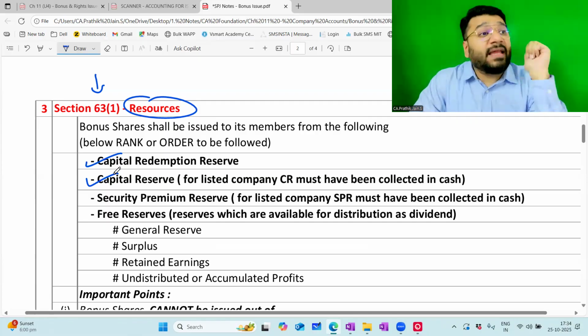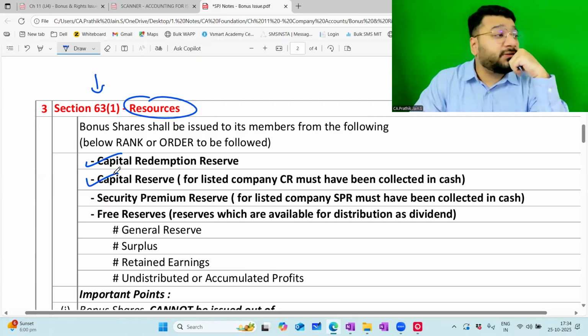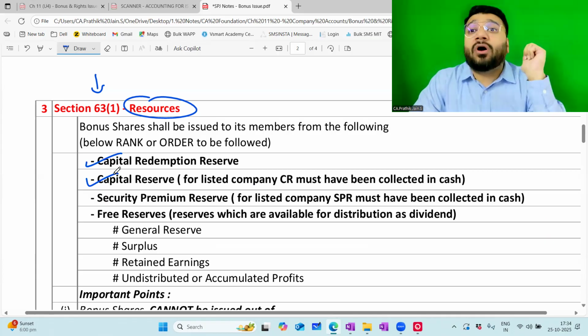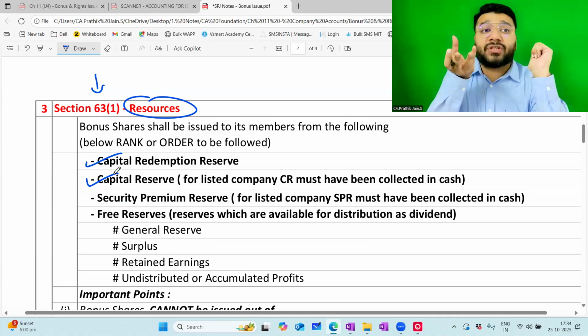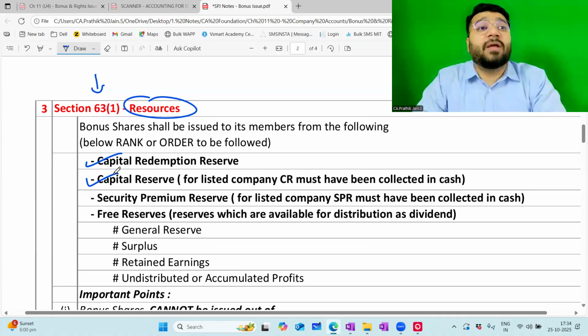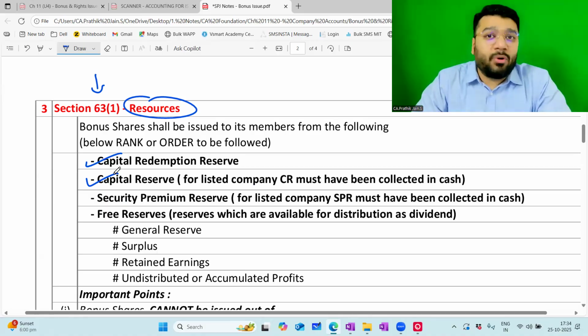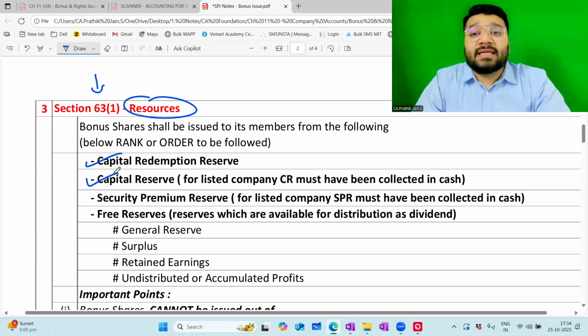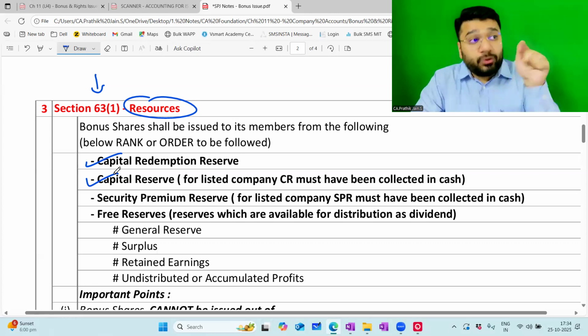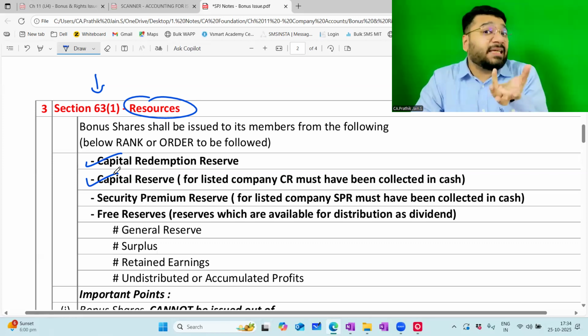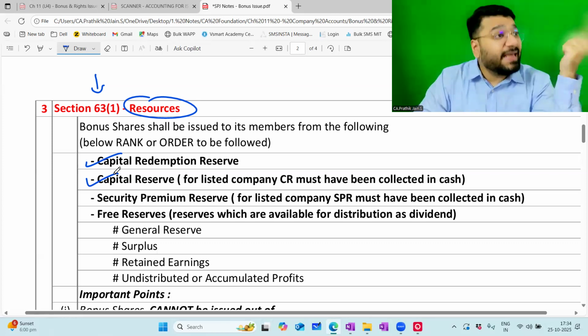Now, the amount which is lying in the forfeiture account, what do you do with that first? I'm going to use that for reissue of shares. When I reissue the shares at discount, if the money is not sufficient, I will use that discounted value from the forfeited amount. Even after that, if money is still left over in the forfeiture account, you transfer that to capital reserve. So now you tell me, is this capital reserve realized in cash or not? It is realized in cash.